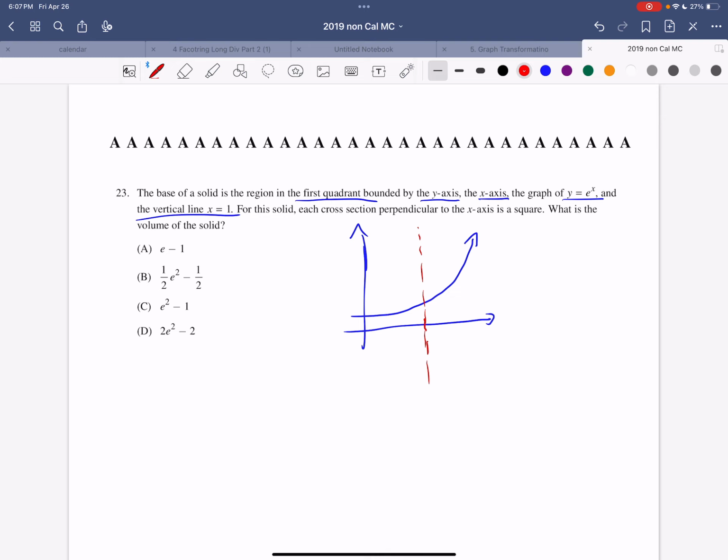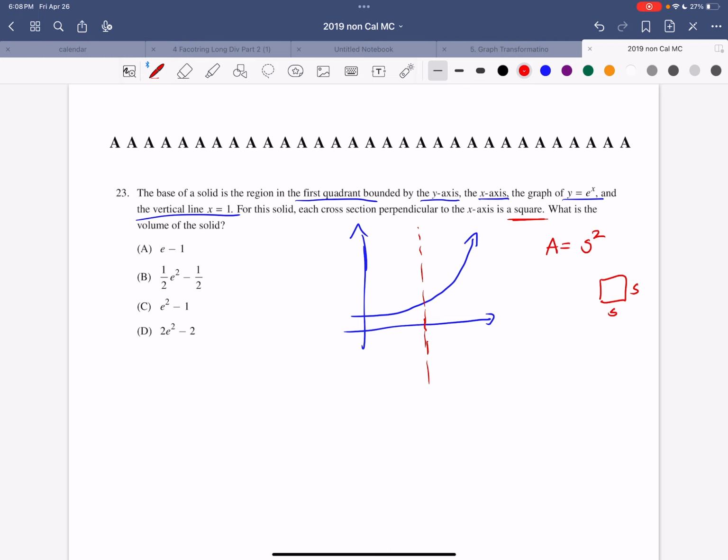And for this solid, it's perpendicular to the x-axis, and that is a square. What's the area of the square? It's the base times height. Because for a square, all sides are equal to each other. So s times s is s squared. Okay, that's what it is.